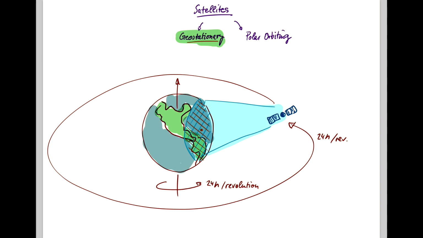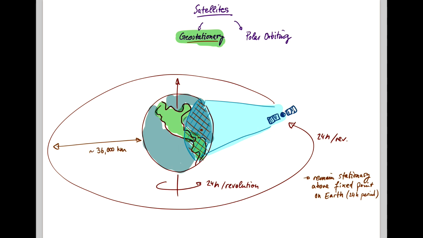So let me write these things down. So it has a 24-hour period. The distance from Earth to the orbit is roughly 36,000 kilometers. So this is a very far orbit. Another requirement for this to work is that your satellite has to be roughly with its orbit in the plane of the equator, so that the axis of rotation for the satellite is approximately the same as the axis of rotation for Earth. So orbit must be close to equator.